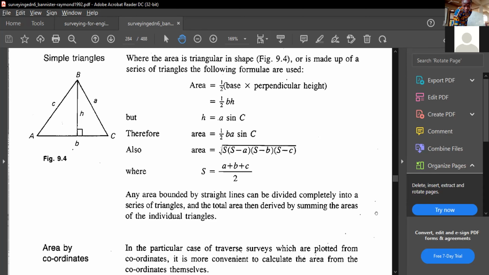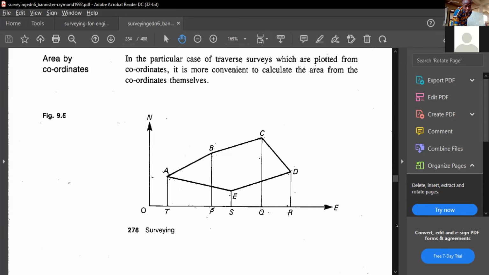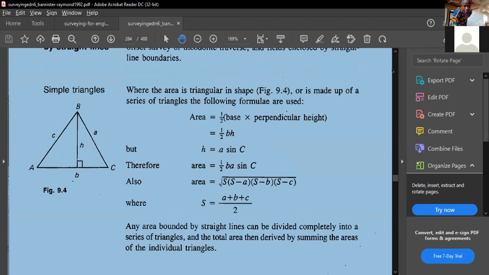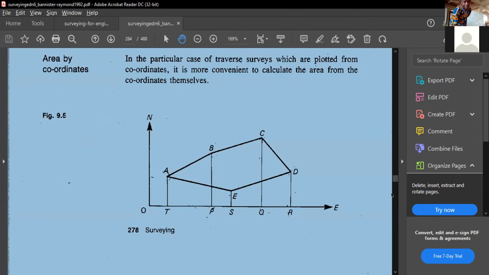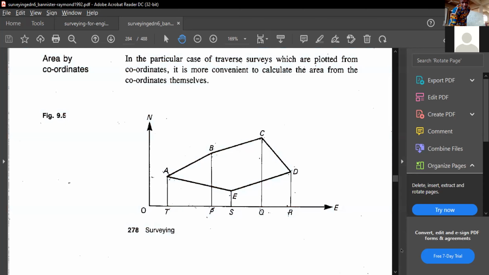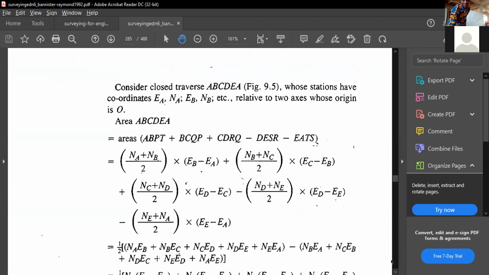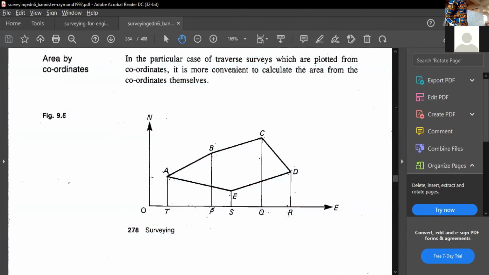Alrighty. Let's move on. So the next thing we want to look at is calculating the area using coordinates. I believe you guys are very comfortable with this one because you love coordinates, don't you?